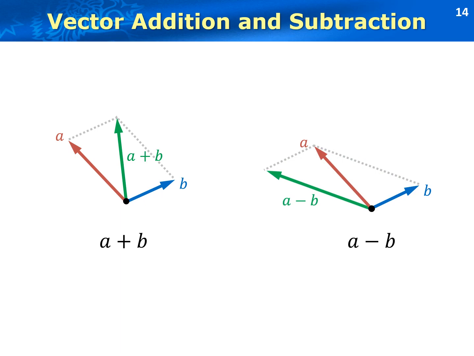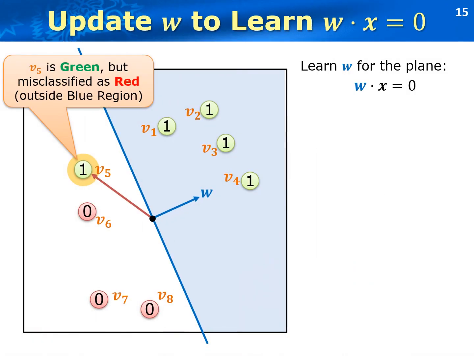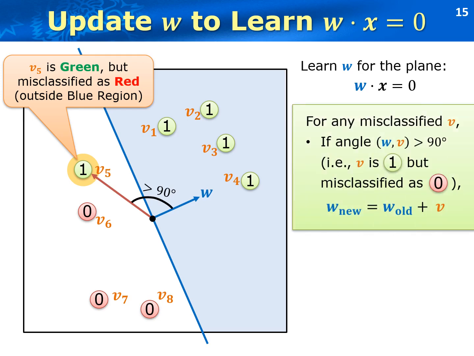In this example, we notice that the green point V5 is misclassified as red, which is outside the blue region, indicating that the angle between the vector V5 and W is larger than 90 degrees. In this case, when a positive data point is misclassified as negative, we use the following rule to update W. That is, W new equals W old plus V.